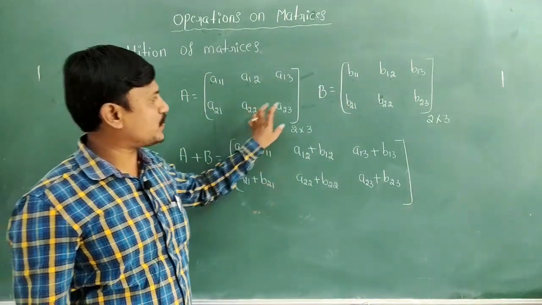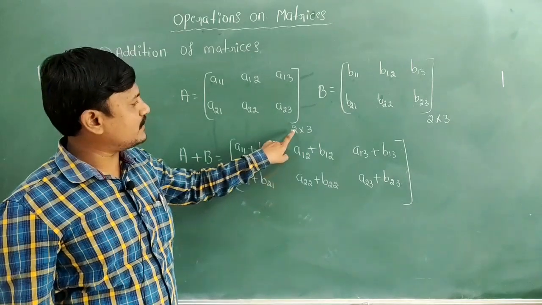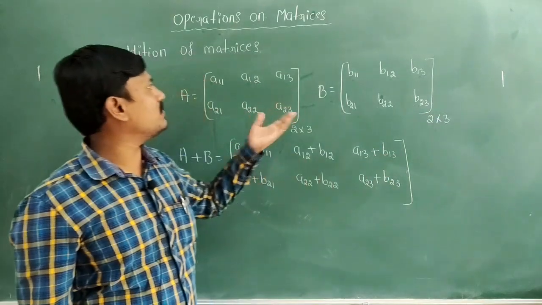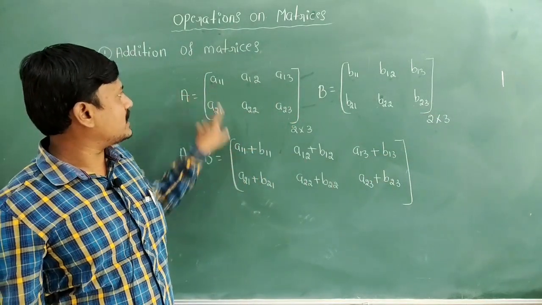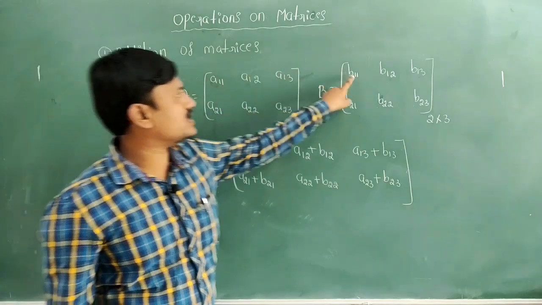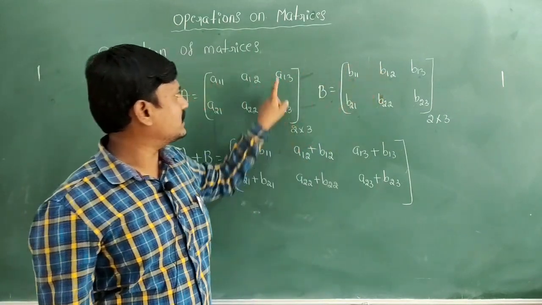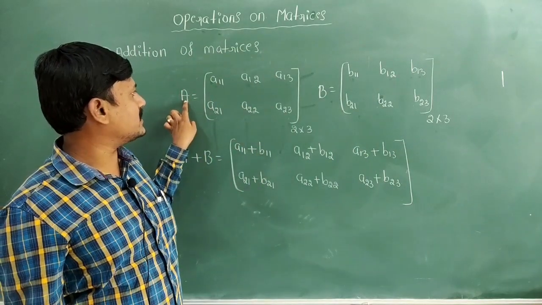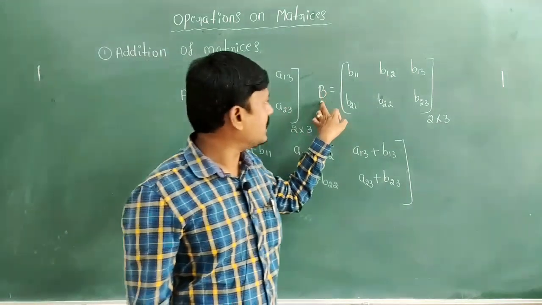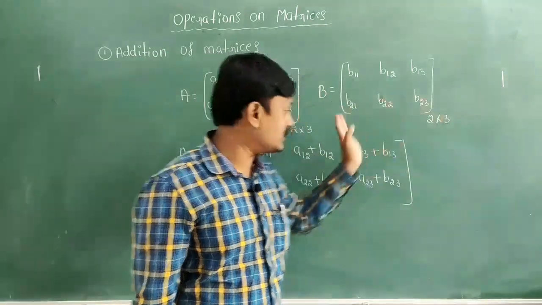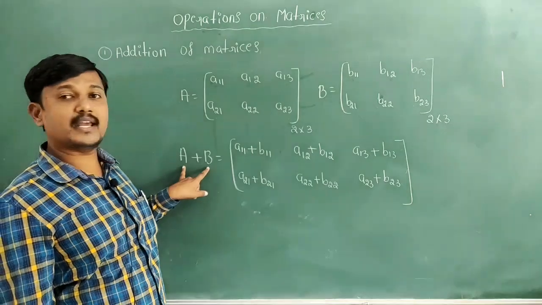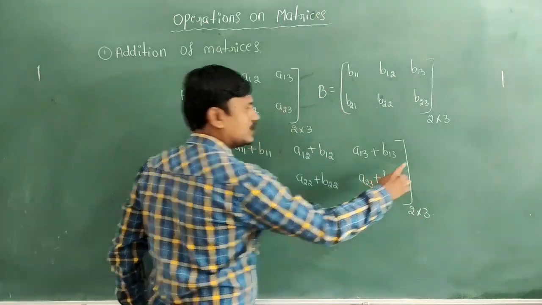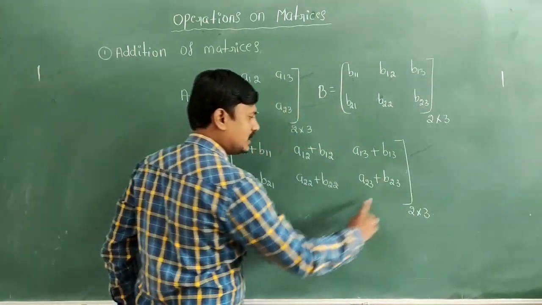Right. The sum of the two matrices is possible only when the order of matrix A is equal to the order of matrix B. Then the sum is obtained by adding corresponding elements: first element with first element, second with second, and third with third. The order of matrix A is 2 cross 3, the order of matrix B is 2 cross 3, so the order of A plus B is also 2 cross 3, because 2 rows and 3 columns.